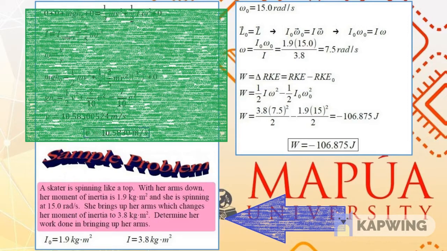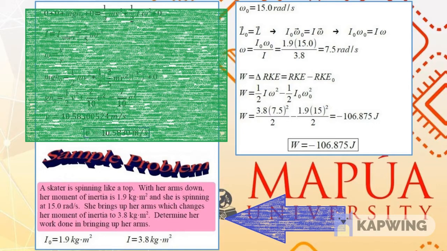And now we have our last example. A skater is spinning like a top. With her arms down, her moment of inertia is 1.9 kilogram meter squared. And she is spinning at a rate of 15 radians per second. She brings her arms up, which changes her moment of inertia to 3.8 kilogram meter squared. Determine her work done in bringing up her arms.